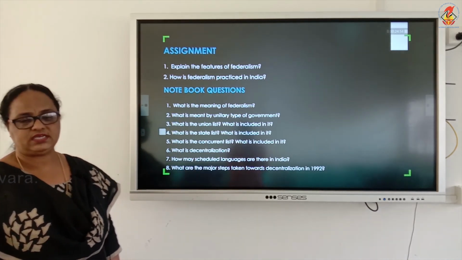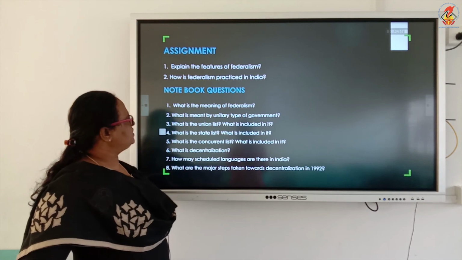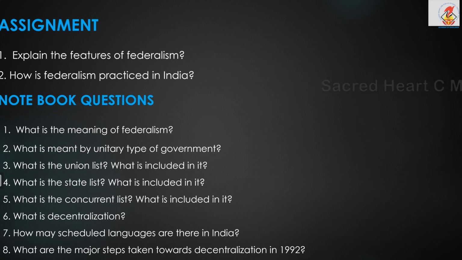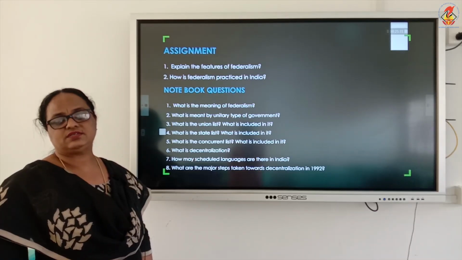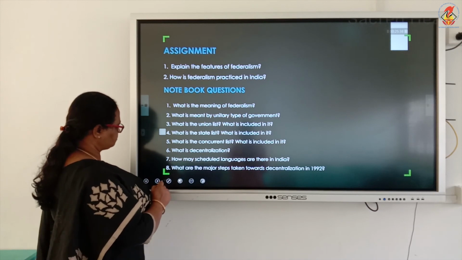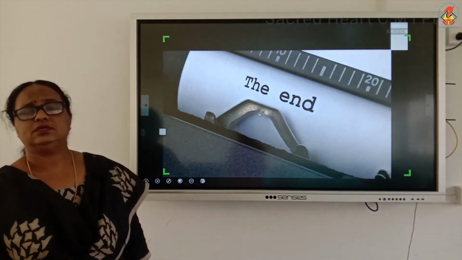Then we have some notebook questions. The first one is, what is the meaning of federalism? Second, what is meant by a unitary type of government? And what is the union list? What is included in it? What is the state list? What is included in it? What is the concurrent list and what is included in it? And what is decentralization? Seventh, how many scheduled languages are there in India? Eighth, what are the major steps taken towards decentralization in 1992? These are the important questions related to this part of the video.